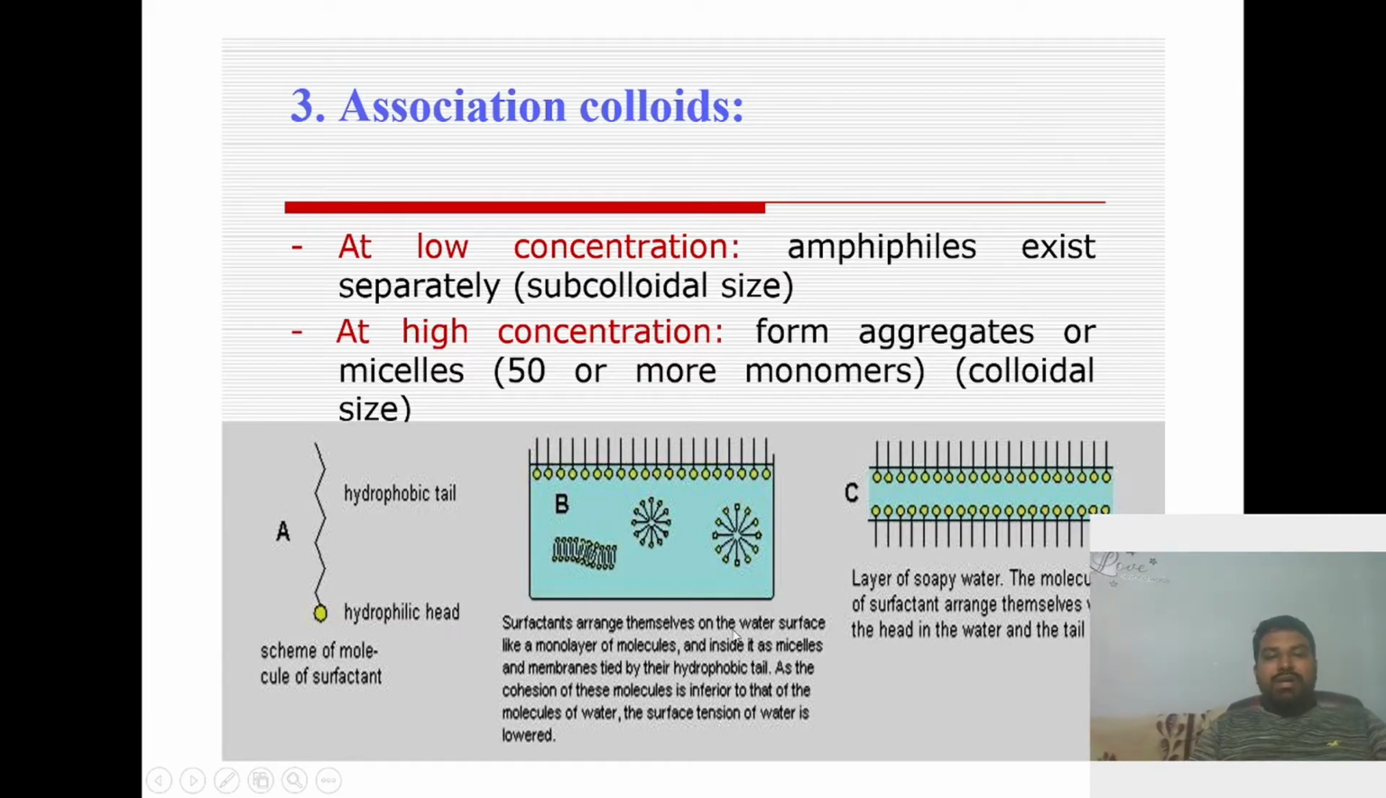Surfactants arrange themselves on the water surface as a monolayer of molecules, and inside it as micelles and membranes, tied together by their hydrophobic tails. As the cohesion of these molecules interferes with that of the molecules of water, the surface tension of water is lowered. As we introduce the surfactants, they form micelles in water and reduce the surface tension of water.